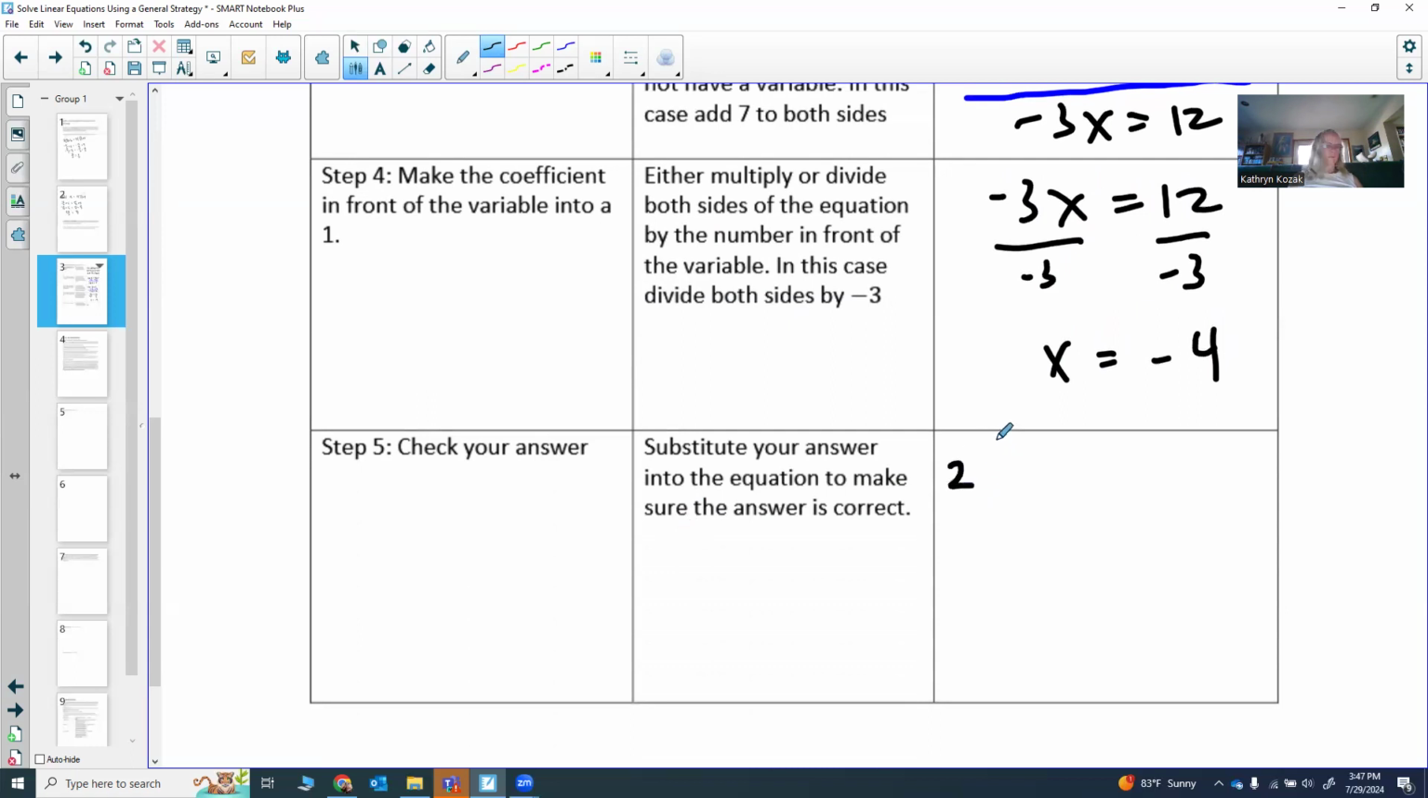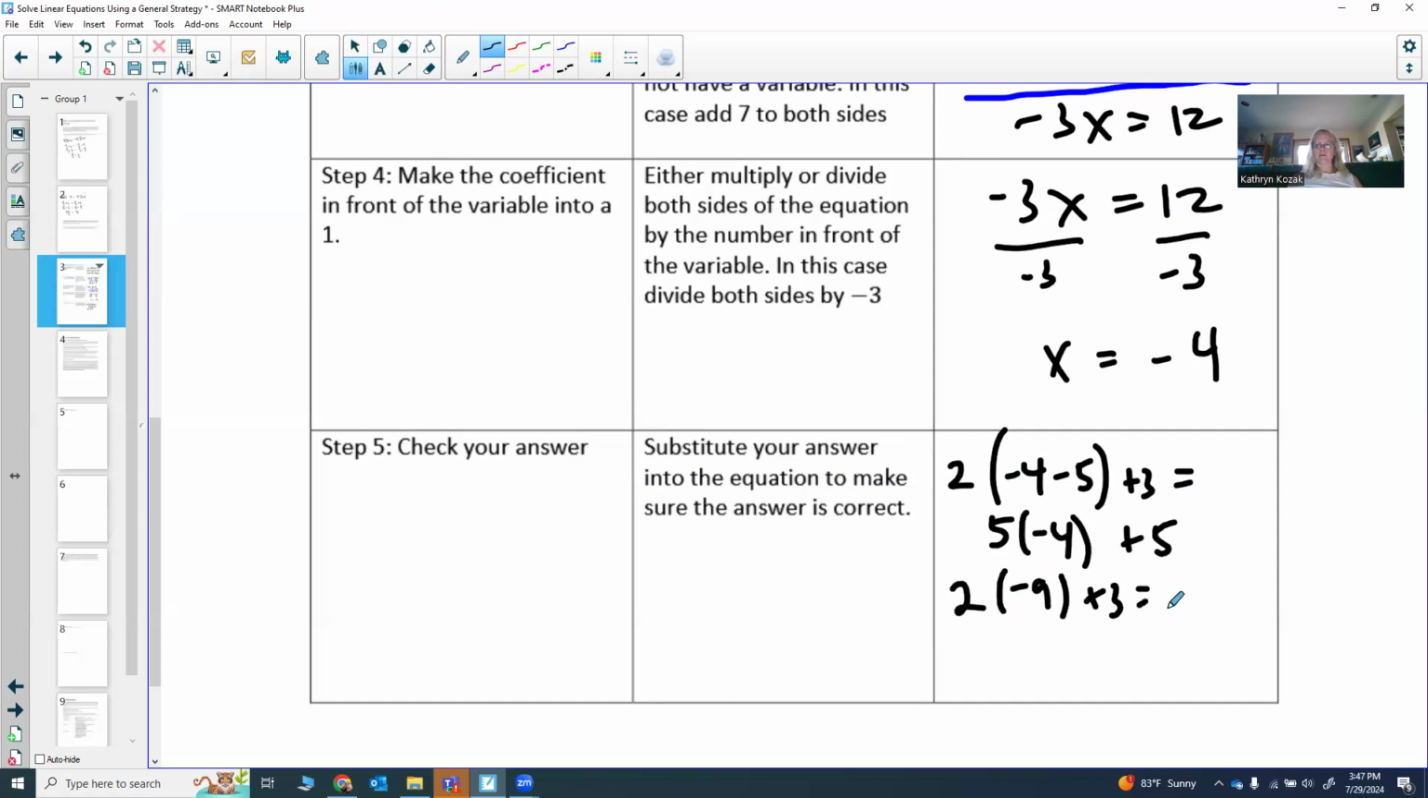So we have 2 times (negative 4 minus 5) plus 3 is equal to 5 times negative 4 plus 5. So 2 times negative 9 plus 3 is equal to negative 20 plus 5. So negative 18 plus 3 is negative 15. Negative 20 plus 5 is negative 15.